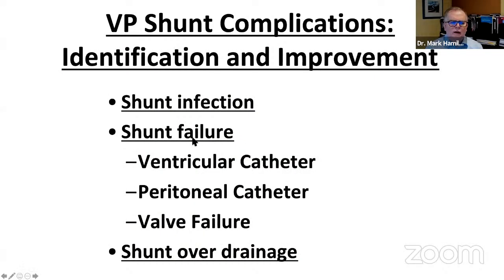So why do shunts fail? Infection is one aspect. Actual failure of the ventricular catheter, the peritoneal catheter, the valve could be from fracture or from obstruction, blockage, and then shunt overdrainage. And we'll spend some time talking about all of these and a little bit of time about shunt overdrainage.